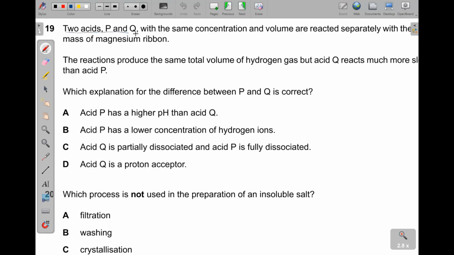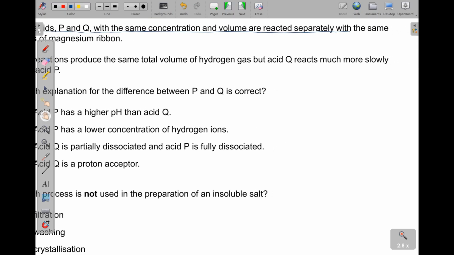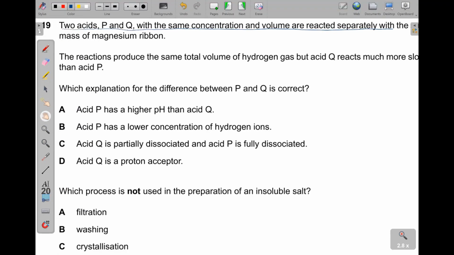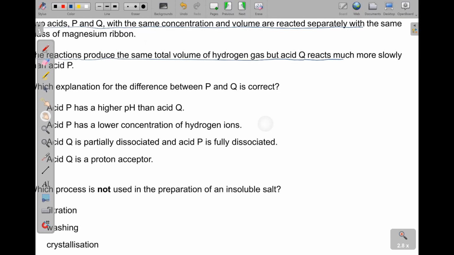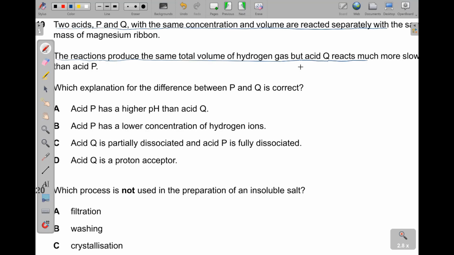Question 19. Two acids P and Q with the same concentration and volume are reacted separately with the same mass of magnesium ribbon. That means we are going to form a salt and then hydrogen gas will be produced also. The reactions produce the same total volume of hydrogen gas, but acid Q reacts more slowly than acid P. That means acid Q is weak. It's a weak acid. And then acid P is strong.